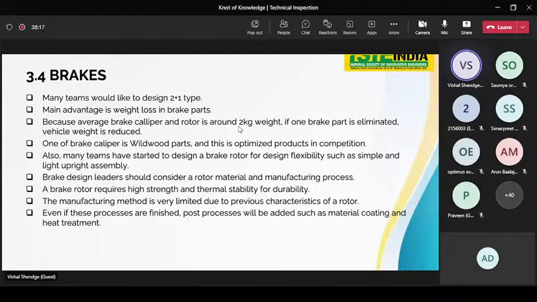Also, many teams have started to design their own brake rotor for design flexibility, such as a simple or light upright assembly. Brake designers should consider the rotor material and manufacturing process also. Brake rotor requires high strength and thermal stability for durability. The manufacturing method is very limited due to these characteristics of a rotor. Even after these processes are finished, post-processes will be added, such as material coating and heat treatment.